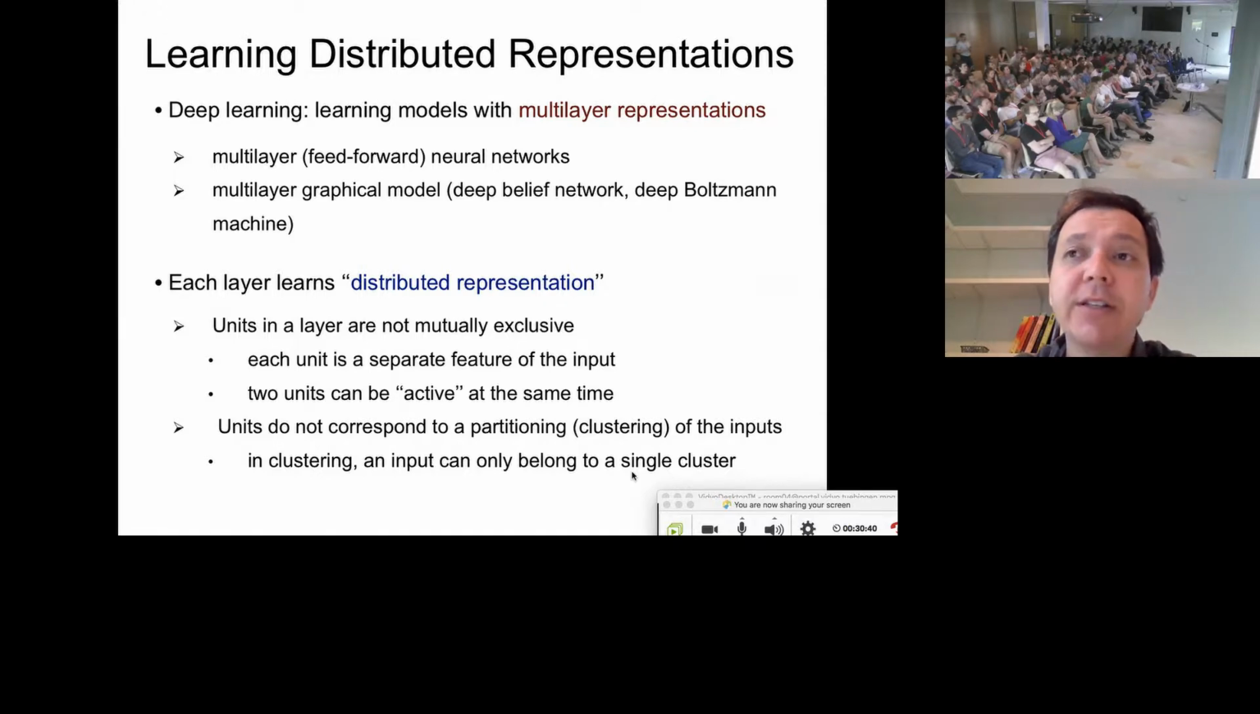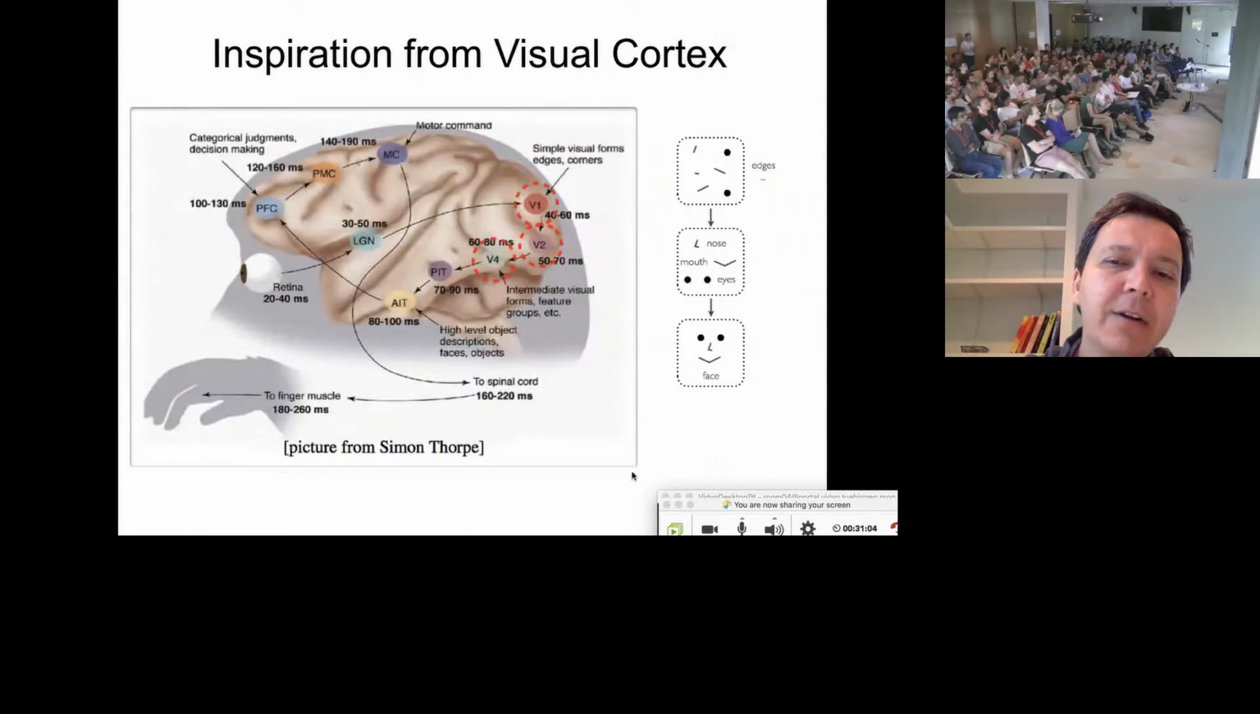But whenever you learn distributed representation, every single input can activate multiple different features, or if you think of it, it can belong to multiple different classes or multiple different clusters. So the activations are not mutually exclusive. And there is also a little bit of inspiration from visual cortex in terms of learning multi-layer representations, in terms of the human brain also processing and learning this sort of notion of high-level representations.